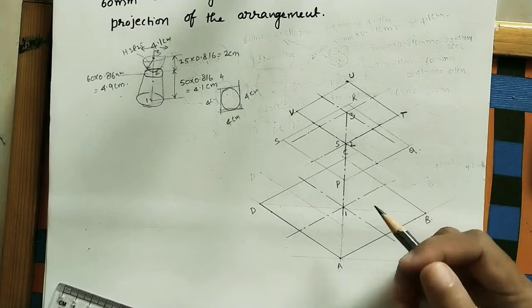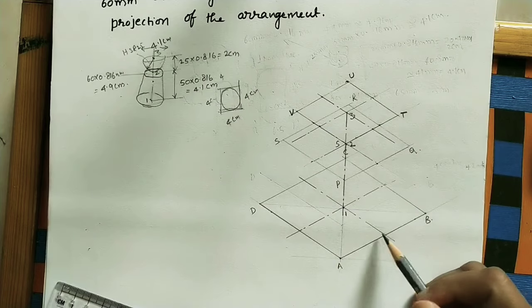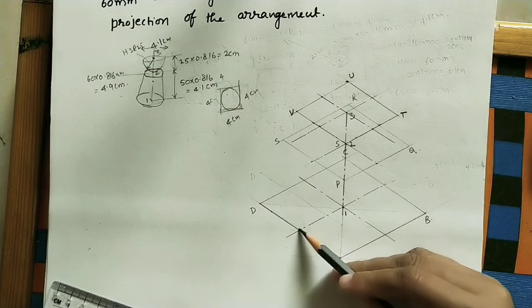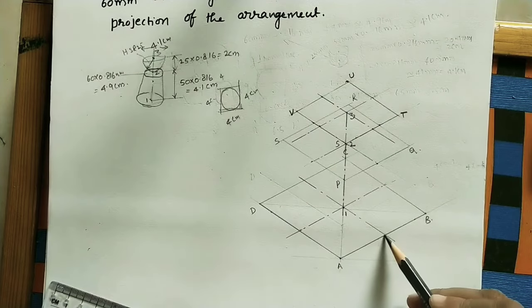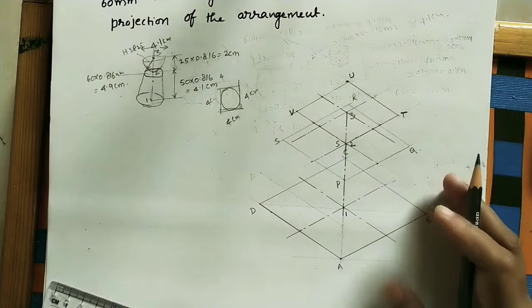For the 4 center method, initially we need to mark the middle points of the rhombus. So each side's middle point we had marked. This side already we did the middle point here. This is the middle point. This is a middle point. This is a middle point. So in all cases middle points we have marked.